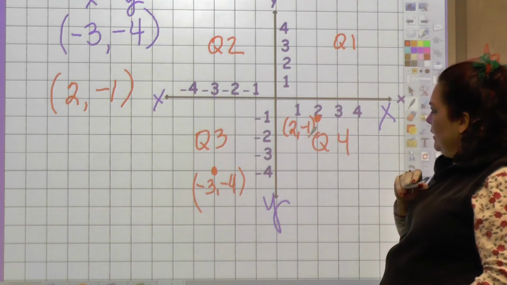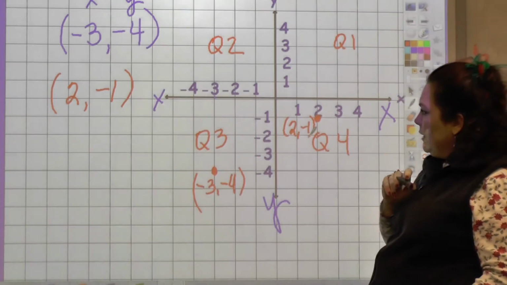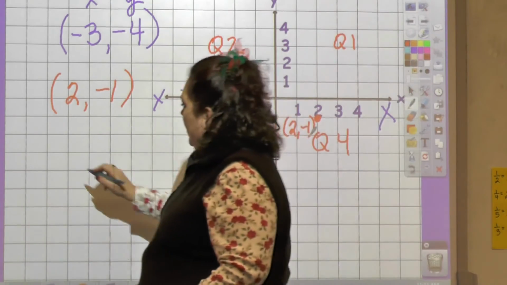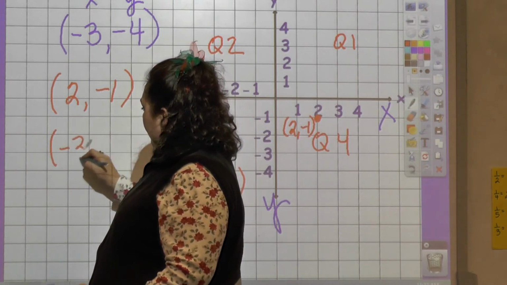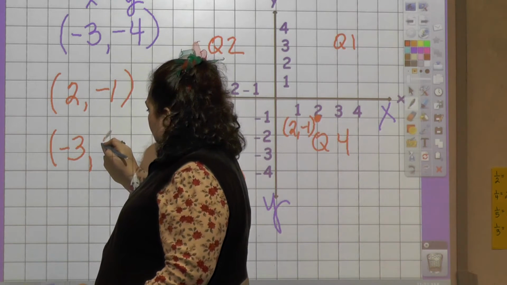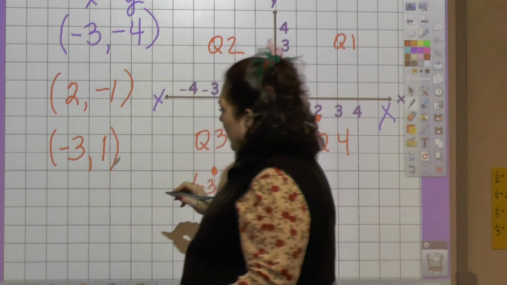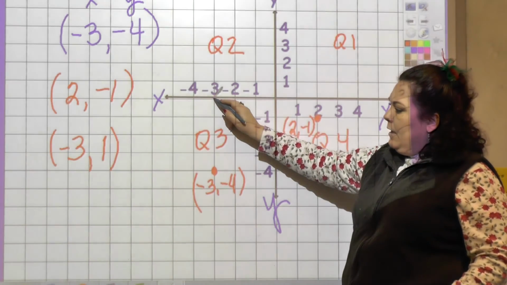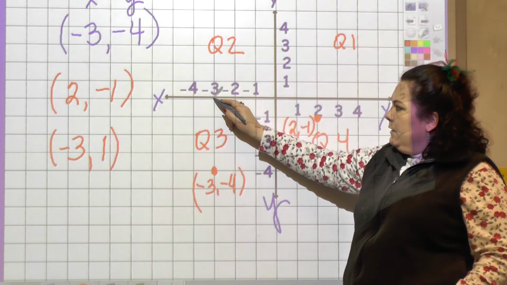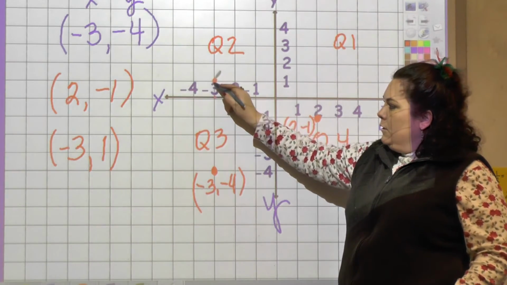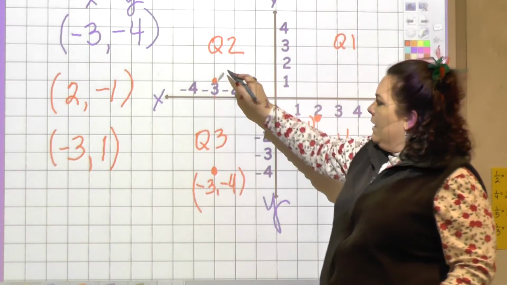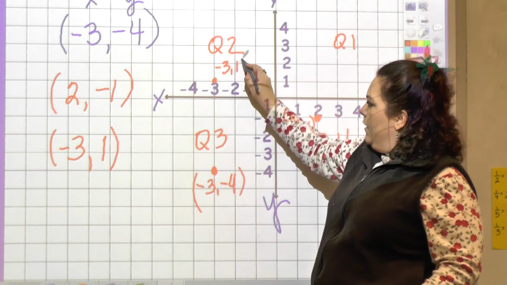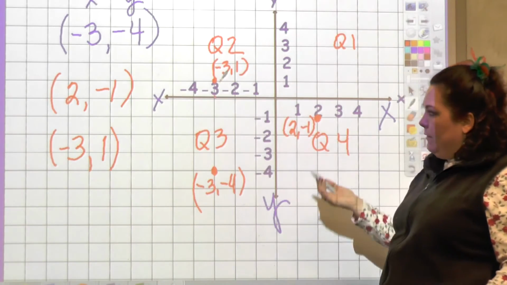So let's look at something in quadrant 2. I would go, let's say -3, and let's say 1. So x is -3, so I would come over here, -3 to the left, and +1 would be up to 1. And so that's -3, 1, and that's where it is.